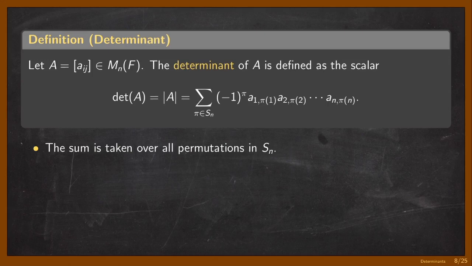First of all, how many terms are there in the sum? As you can see, the sum is taken over all permutations pi in S sub n. So in other words, each permutation in S sub n gives us one particular term in the summation. Because S sub n has n factorial elements, this summation, or this determinant, has n factorial terms in it.